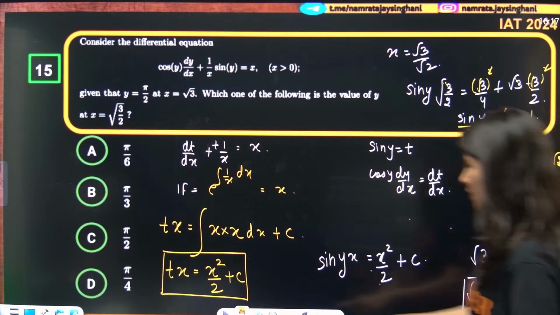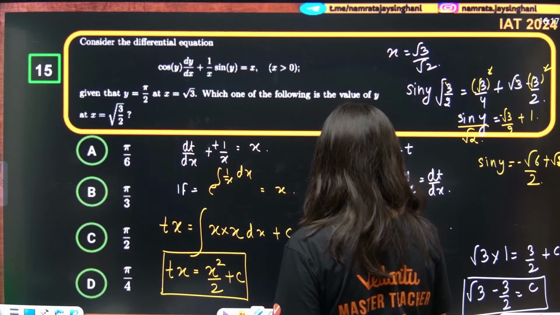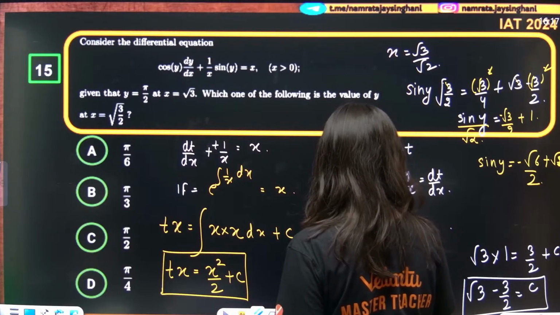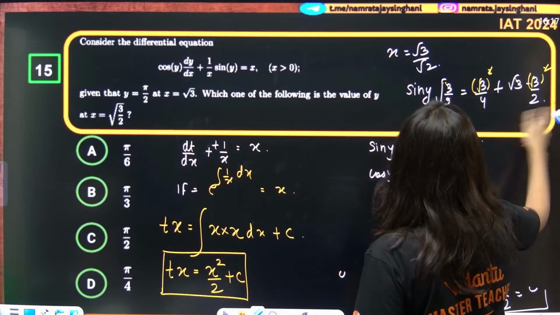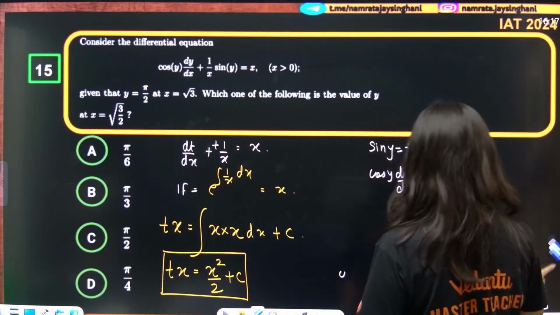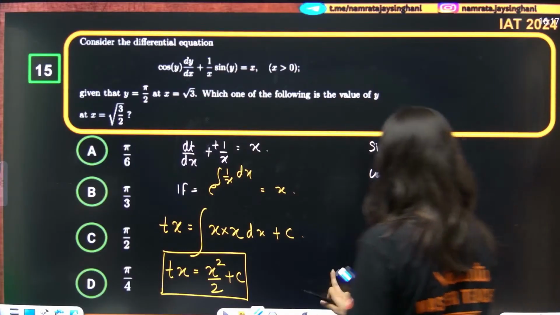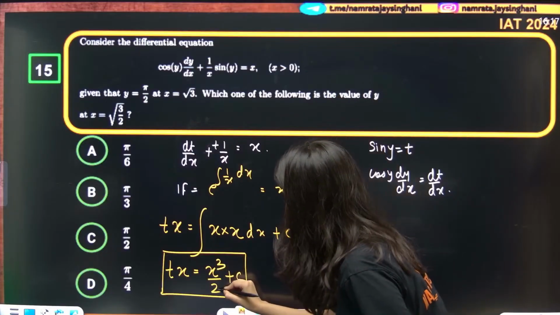Hold on, this is x cube, right? Hold on. I have made a mistake. This is x cube by 3. Oops. X cube by 3. So whole calculation is going wrong. Sorry. Okay, again. So this is x cube by 3.